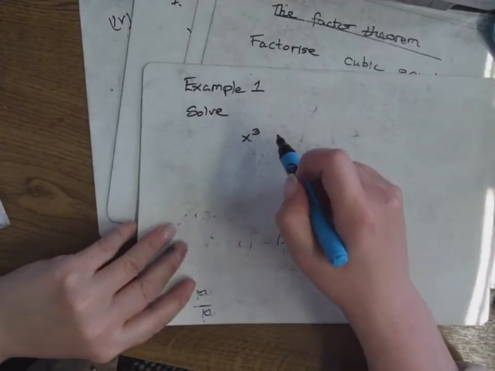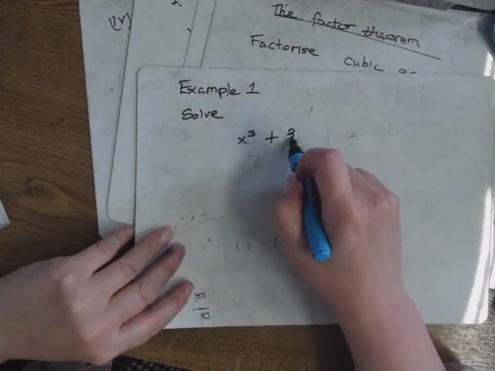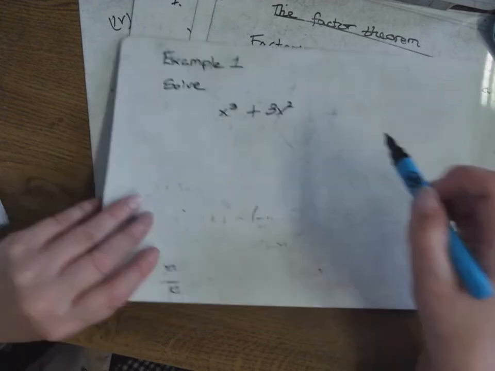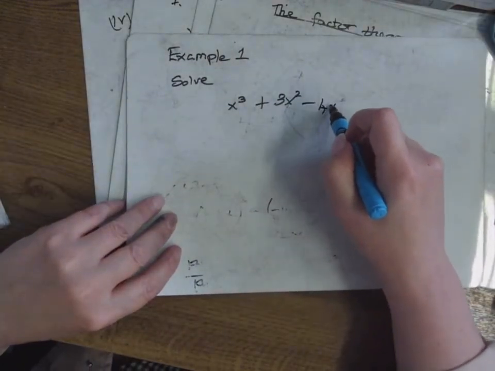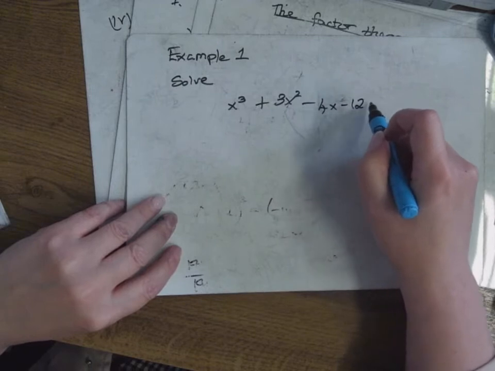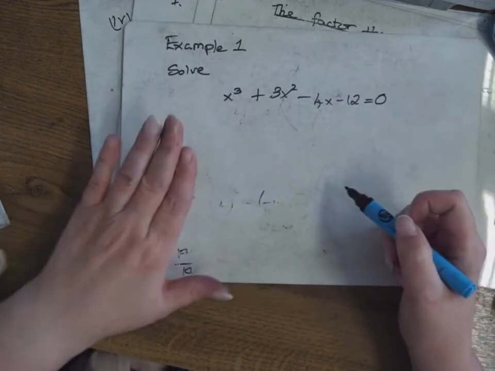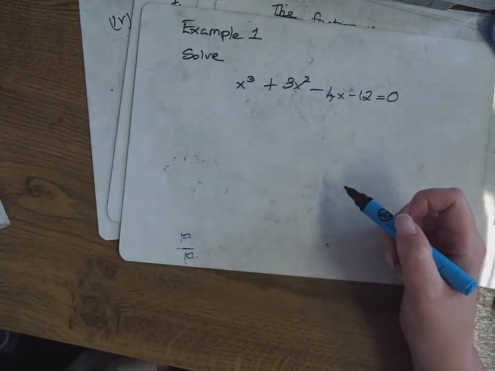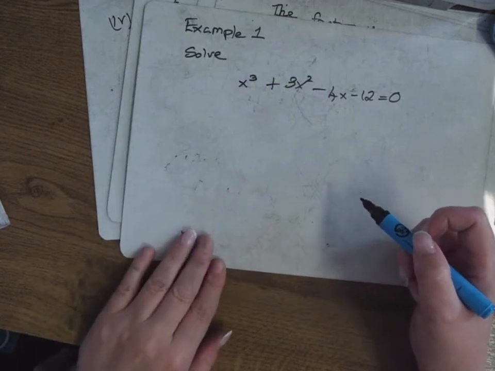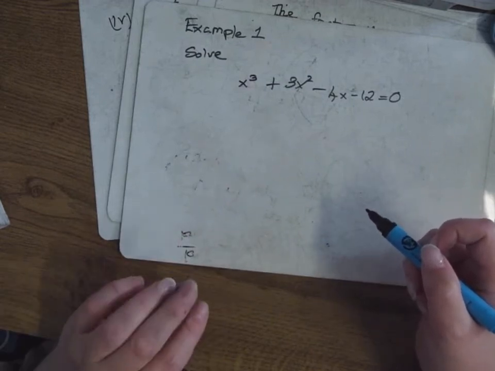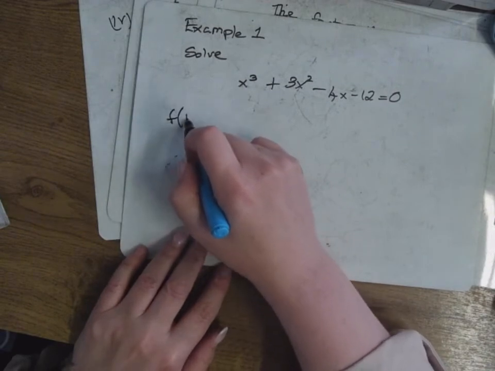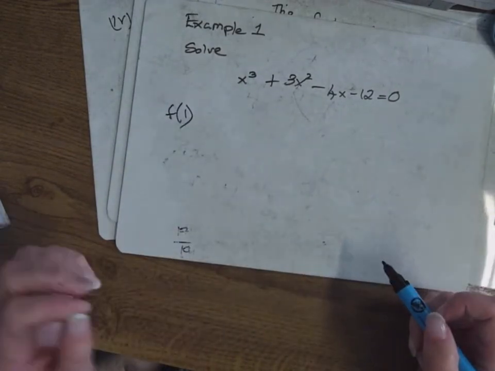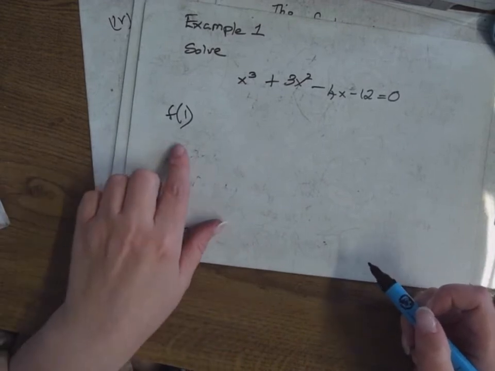x cubed plus 3x squared minus 4x minus 12 equals 0. So this is how I go about it. I have to guess what the first factor is. So you say, I wonder, is 1 a solution? You're guessing the first solution. So you see, does 1 work?